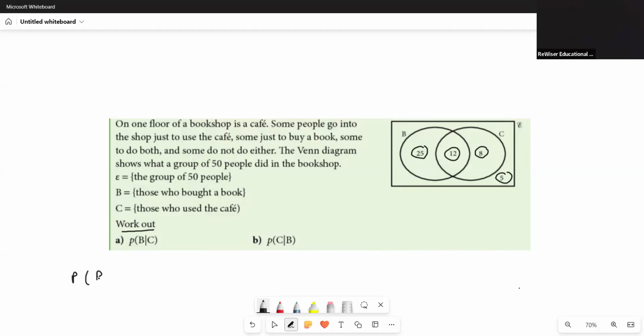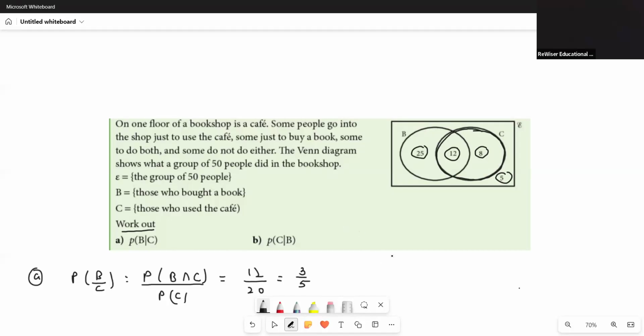If I go by the formula, the probability of B given C should be equal to the probability of B intersection C, divided by the probability of C. In this case, B intersection C, as we can see, is 12 over here. And the probability of C means I'm talking about this entire circle of C. So that's 12 by 20. I can reduce it further, so that becomes 6 by 10, or again, it can become 3 by 5. So that's the answer to the A part of the question.